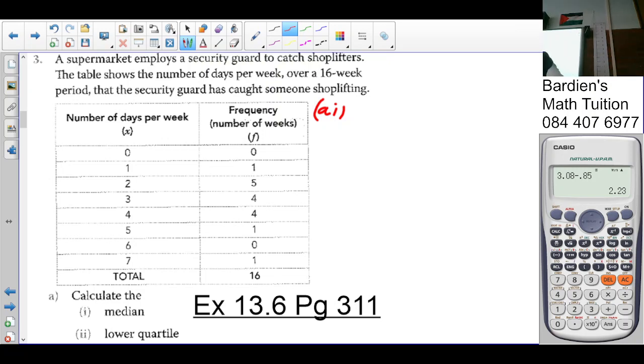So let's go. There are no zeros. There's one 1. There are 5 twos, so I must write 2 five times: 1, 2, 3, 4, 5. There are 4 threes: 1, 2, 3, 4. The 4 fours: 1, 2, 3, 4.